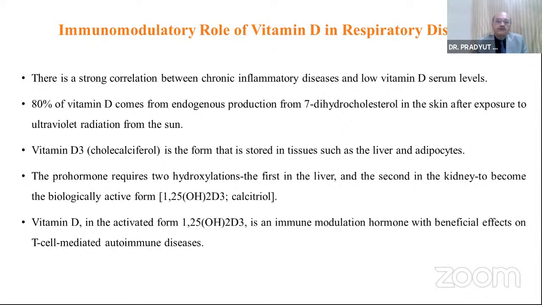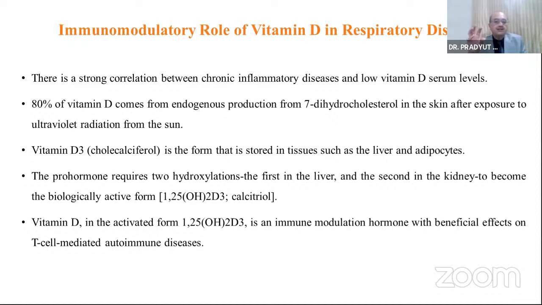Then we talk slightly about vitamin D, because everybody is using vitamin D. So what is the immunomodulatory role of vitamin D? There is a strong correlation between vitamin D reduction and chronic inflammatory diseases. We know that 80% of vitamin D comes from endogenous production from 7-dehydrocholesterol present in the skin when it gets exposed to the ultraviolet rays from the sun.